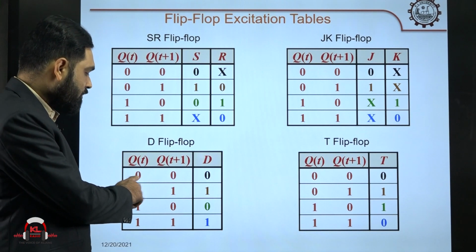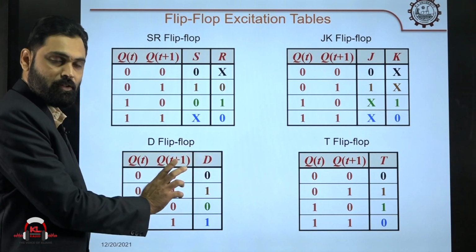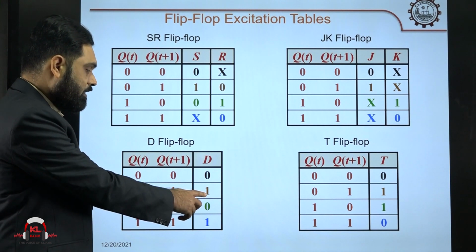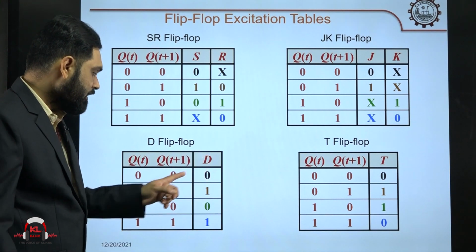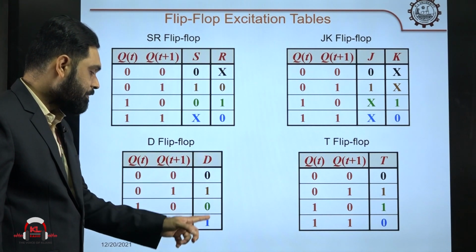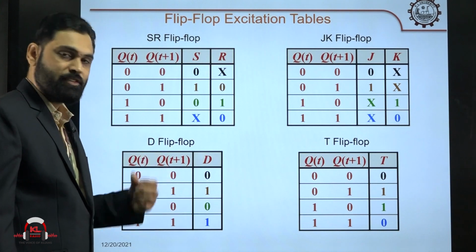And look at the D flip flop. For a D flip flop, present output 0, next output 0, so input is 0. Present output 0, next output 1, in that case D value is 1. So, it is simple, whatever Q of T plus 1 is there, the same will be D value. It is very easy to understand.